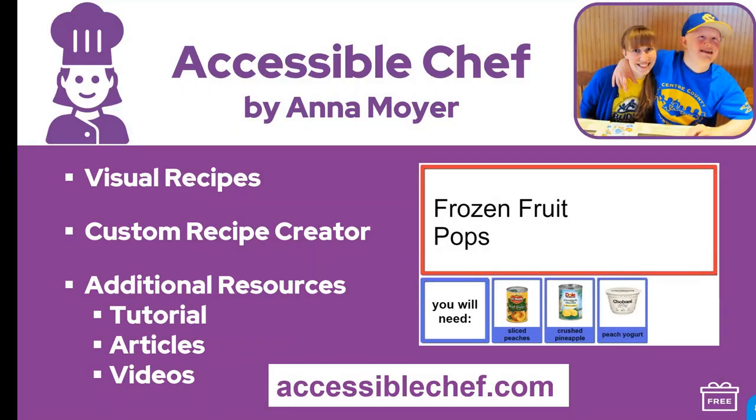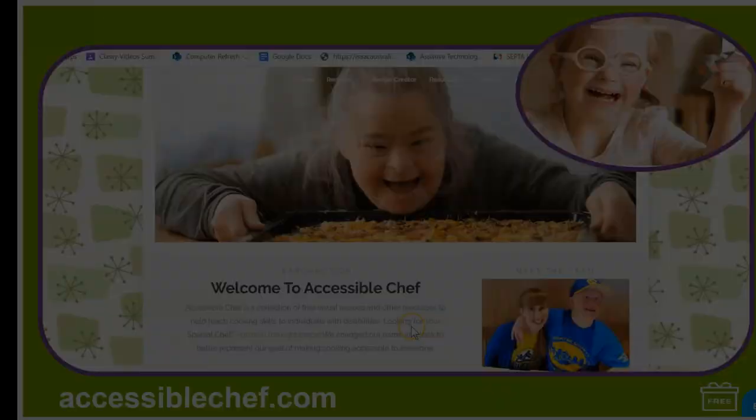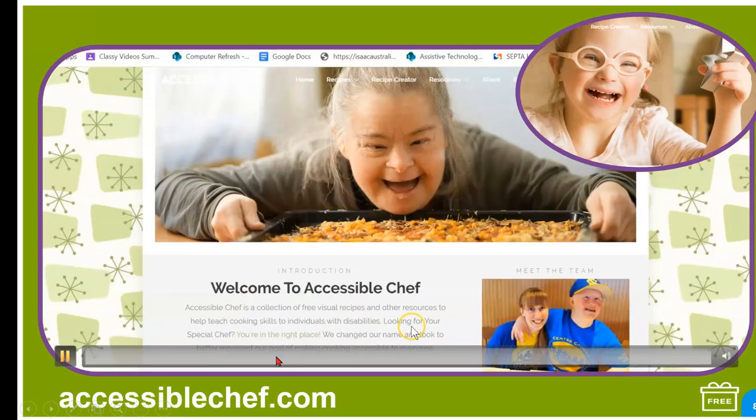Cooking activities. So I'm not sure how many of you are familiar with Accessible Chef by Anna Moyer, but it is cool. It's a very simple idea. They are visual recipes. It includes a custom recipe creator. There are other resources like a tutorial or an article and videos. And basically it is a site that was created for individuals with disabilities and intellectual disabilities to be able to visually see the parts of a recipe. So let's take a little brief look.